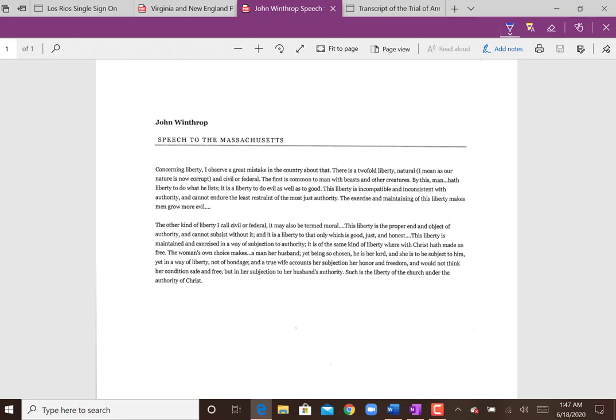So he says, there is a twofold liberty, natural, which I mean as our nature is now corrupt, and civil or federal. The first is common to man with beast and other creatures. By this man hath liberty to do what he wants, and is liberty to do evil as well as good. This liberty is incompatible and inconsistent with authority and cannot endure the least restraint of the most just authority. So natural liberty is bad.